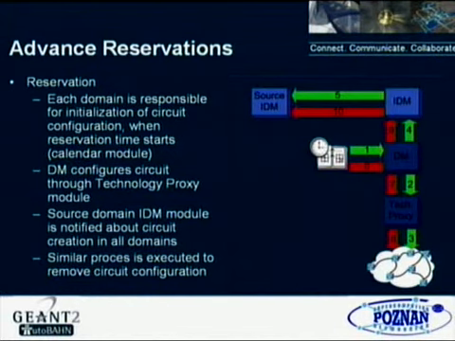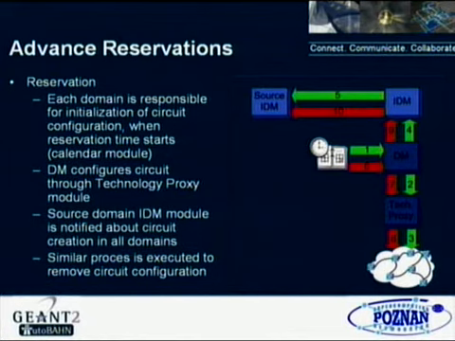To configure the network, the calendar module initiates the process of reservation. Some systems, for example Dragon, use signaling for that, so the source domain signals to other domains that it's time to start the reservation. We decided that each domain is responsible for creating its own circuit. So it's on its own. There is no signaling, only confirmation that the circuit is created or not. We are discussing that issue, so it may change, but at this moment it looks like that.